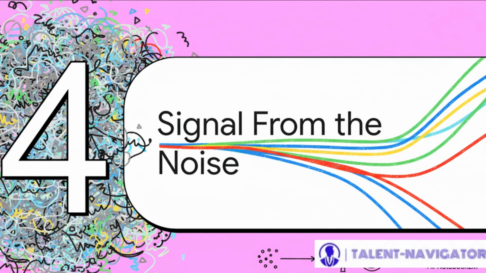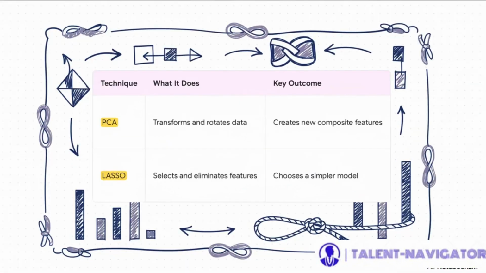Okay, so let's just pull all of this together. We've looked at two really powerful but also very different ways of finding that precious signal hidden in all the noise. So here's the simple breakdown. PCA transforms your data, finding a new and more efficient way to see it by creating these powerful new composite features. Lasso, on the other hand, simplifies your model by selecting a small group of your original, easy-to-interpret features. They're two different tools, but they're for the same common goal: taming complexity.